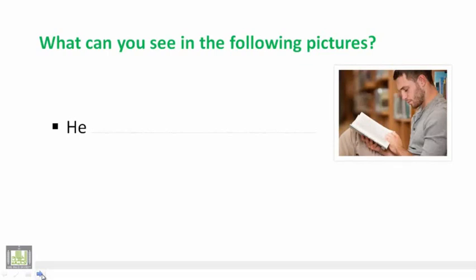Number 1, what can you see in the picture? Of course he is a man, but he, because we have he, then we have to use is. He is reading a novel. So we have is because we have he, and we have the verb read plus ing.